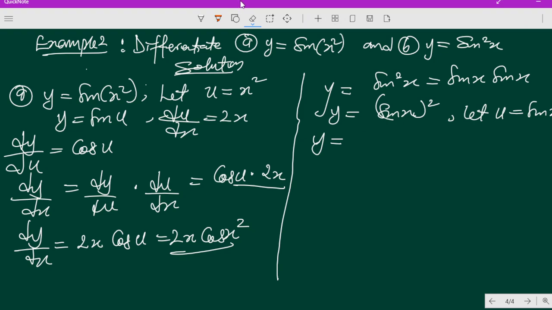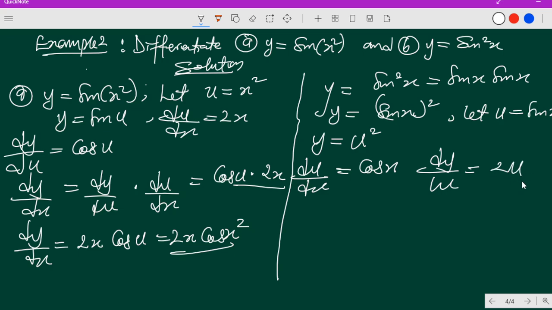So y is now equal to u squared. Let us differentiate u: du/dx is equal to cos x, and dy/du is equal to 2u. By Leibniz, we apply the formula: dy/dx is 2u times cos x. So what is our u? Sin x. So we get 2 sin x cos x. Finally, this is the answer.